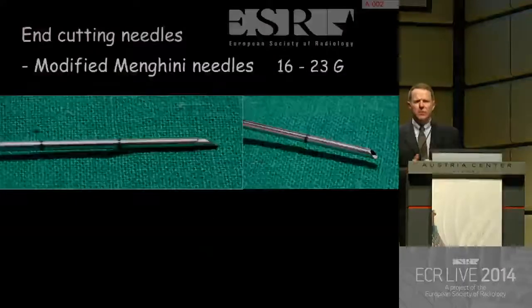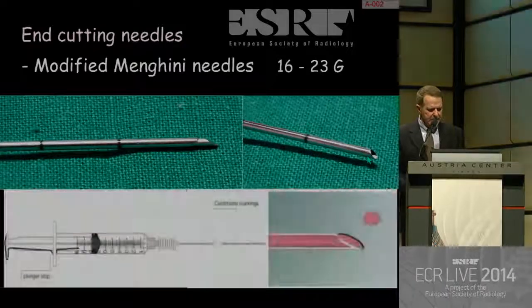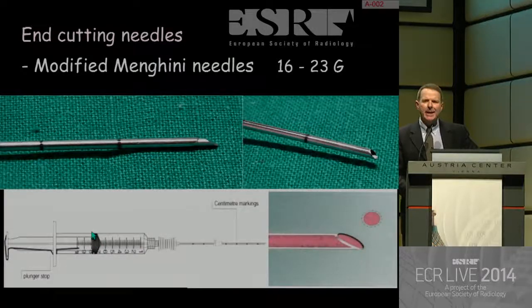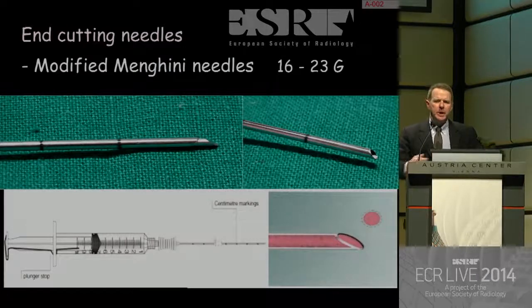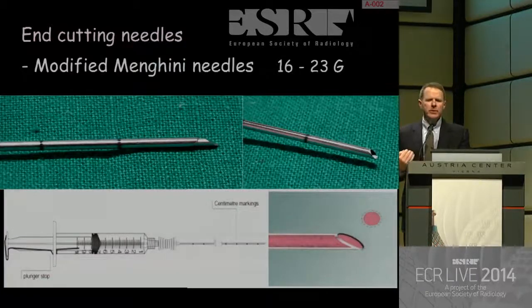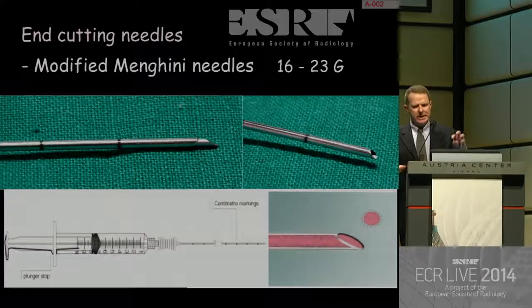And then one of the very popular types of needles are the modified Mangini needles. These are needles where a very sharp cutting tip is equipped with a mandrel and a syringe, and the mandrel is attached to the syringe. So at the same time you have removal of the mandrel, increase of pressure, and exposure of a very, very sharp tip, which will sample the tissue.